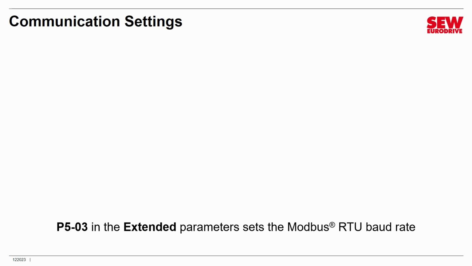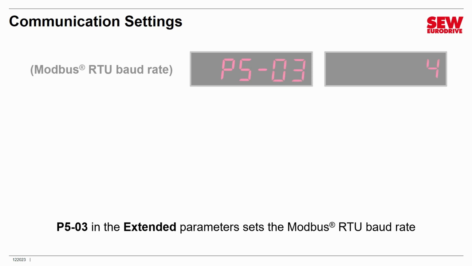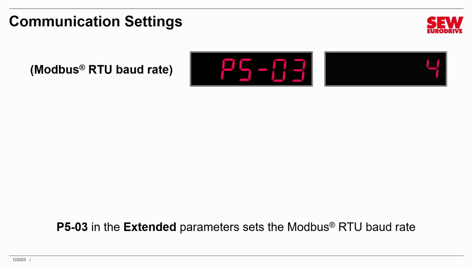Now, if you're using Modbus RTU, you go to a different parameter in the extended parameters, parameter 5-03. And here it is right here. This is the Modbus RTU baud rate parameter. And these are your choices. Notice they are quite different from the ones used with SBus and CANopen. The default is 115.2 kilobits per second.